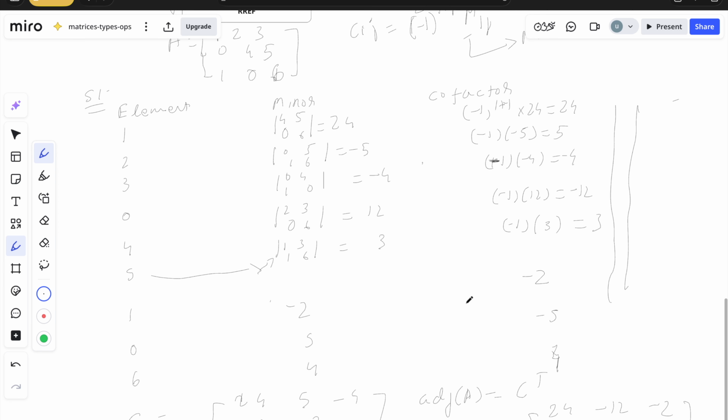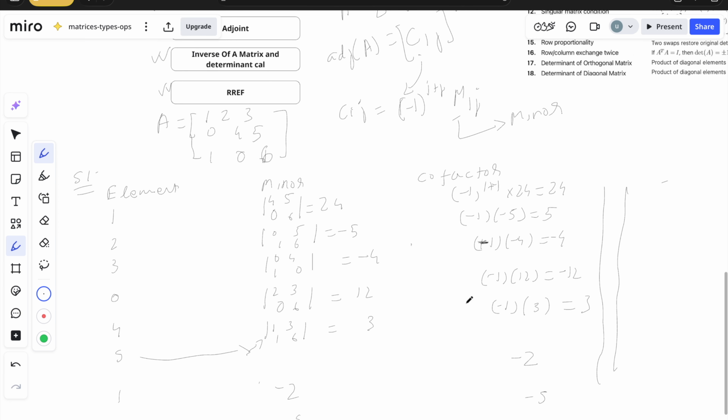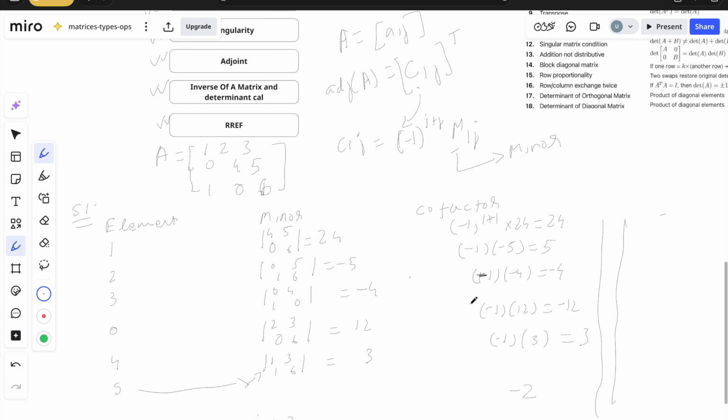Remember always that the formula is very simple and it's easy to implement if you do it in a tabular form like this. If you have any problems in understanding the calculation or any part of the context of adjoint, please comment and I will explain it again.